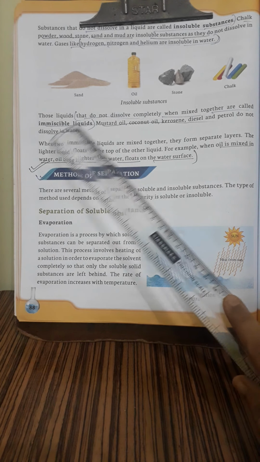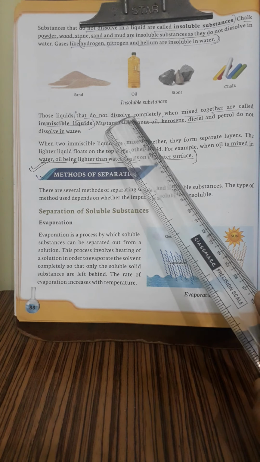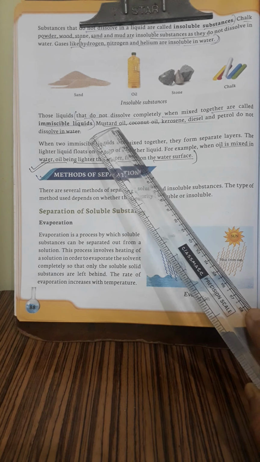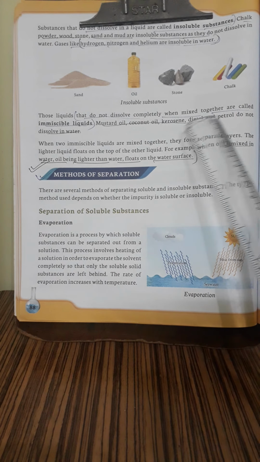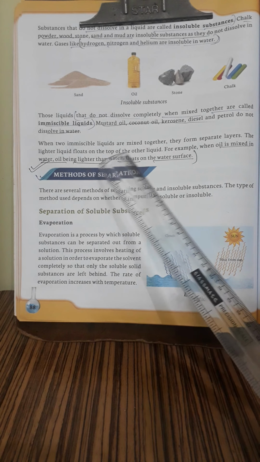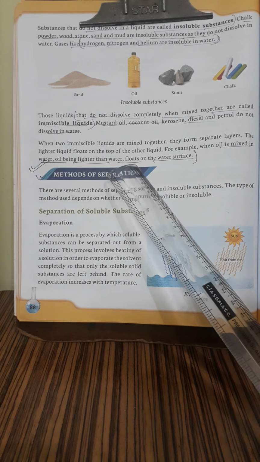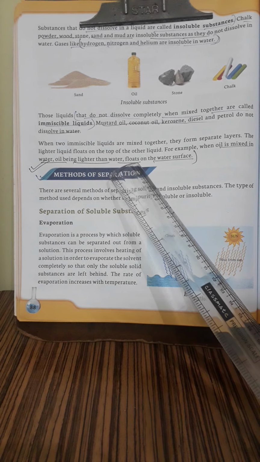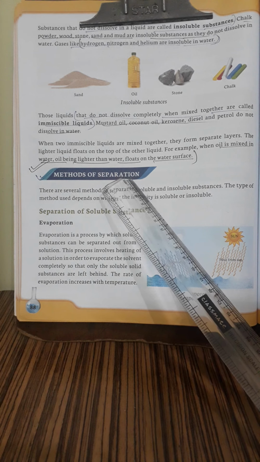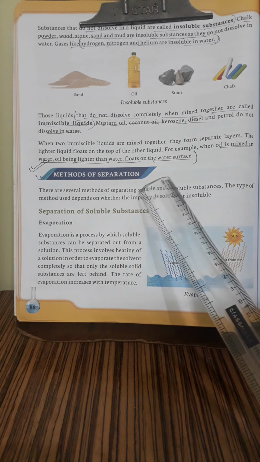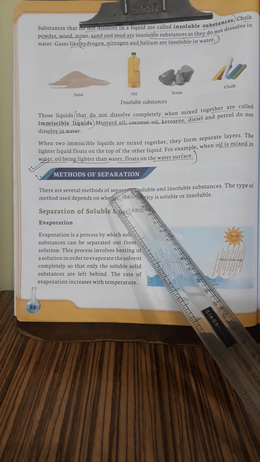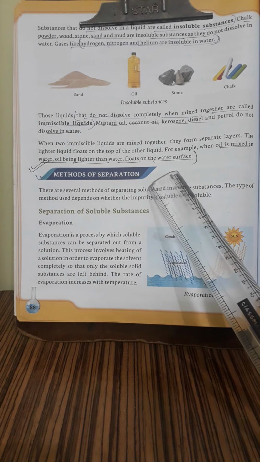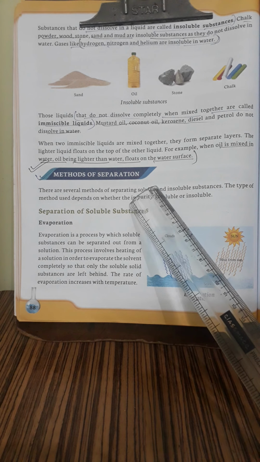Liquids that do not dissolve completely when mixed together are called immiscible liquids. Please underline it. Examples are mustard oil, coconut oil, kerosene, diesel and petrol. When two immiscible liquids are mixed together, they form separate layers. The lighter liquid will always float on top of the other liquid. For example, when oil is mixed with water, the oil floats on the water surface because it is lighter than water. In the next part, we will teach methods of separation.